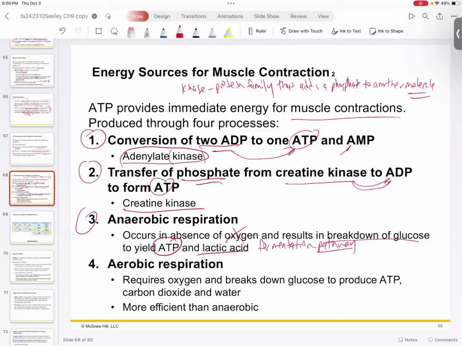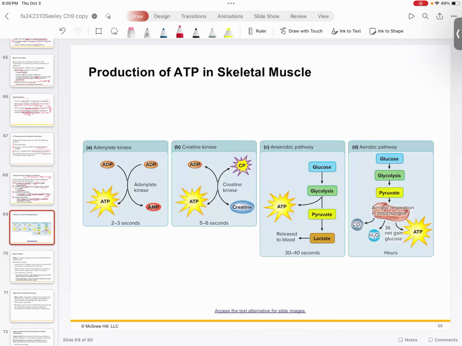And then you'll be replaced by good aerobic respiration, which is the gold standard, right? This is the one that requires oxygen, and it's going to break down glucose to produce a lot of ATP, and the byproducts will be carbon dioxide and water. This is what we breathe out. It produces lots of ATP. This is your high output process, much more efficient than anaerobic. This is one of the reasons why you want to breathe when you work out.